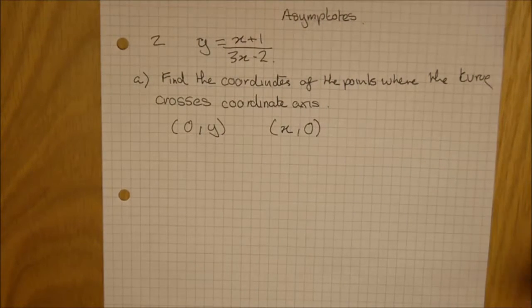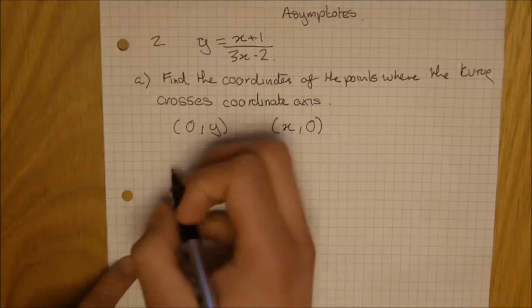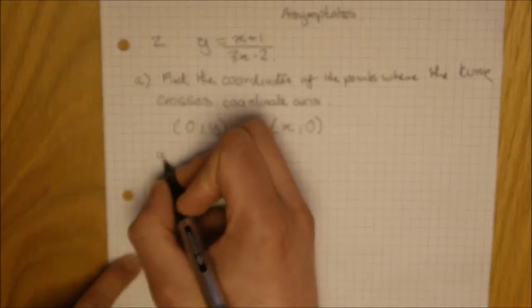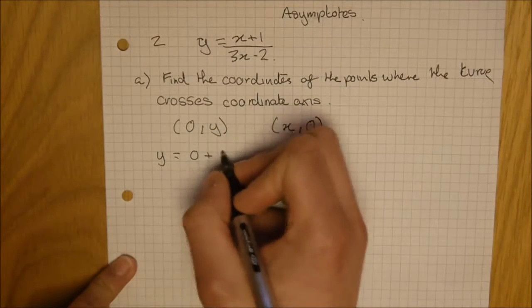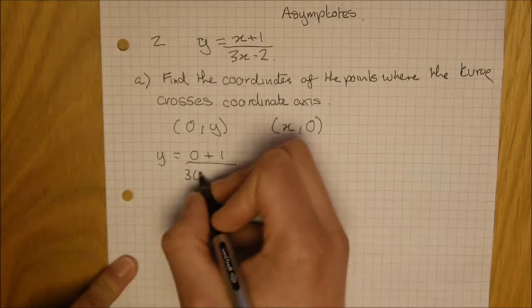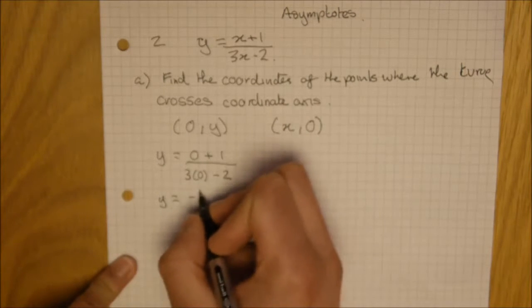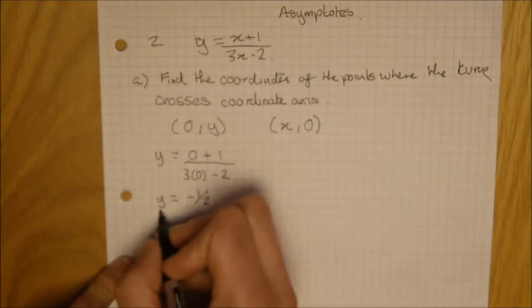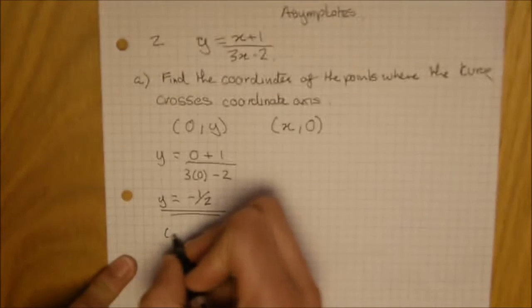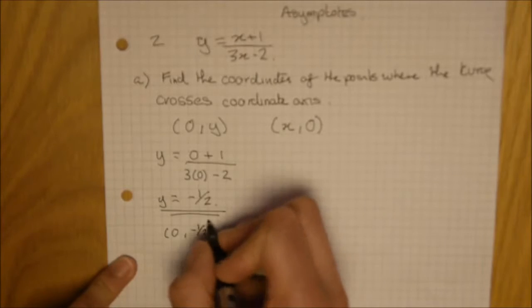The way in which we do this is very simple. We substitute it in. So when x is 0, y equals (0 plus 1) over (3 lots of 0 minus 2). Therefore we know that y is equal to minus 1/2 when x is 0. So our point will be (0, minus 1/2).